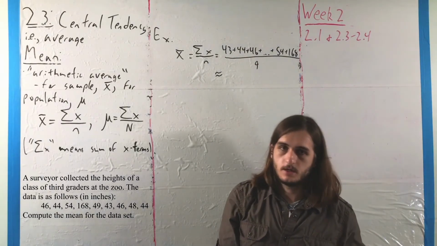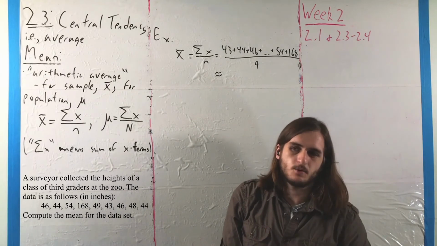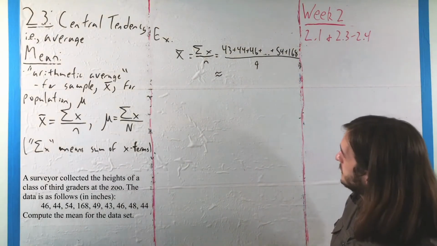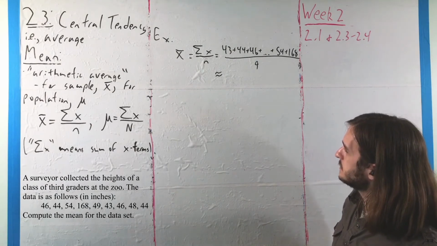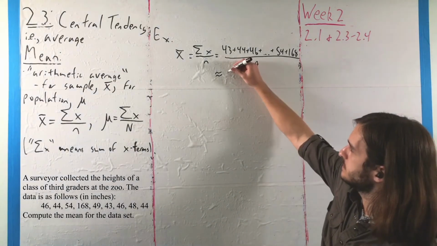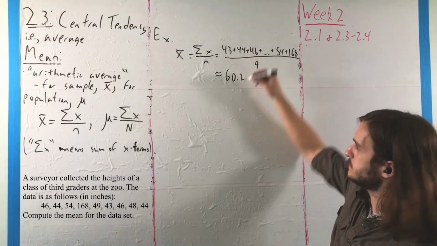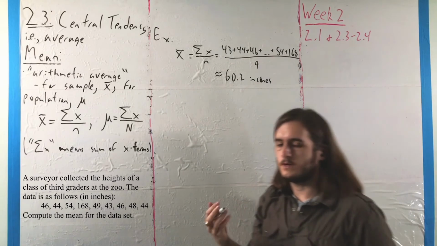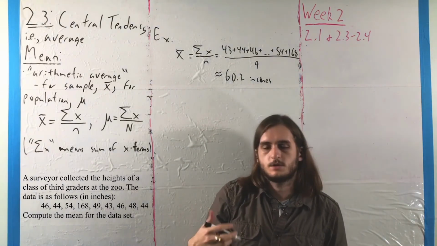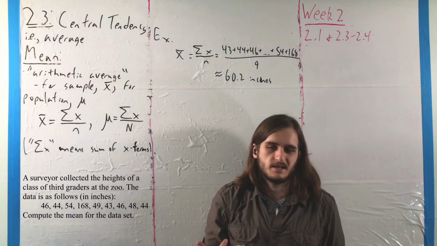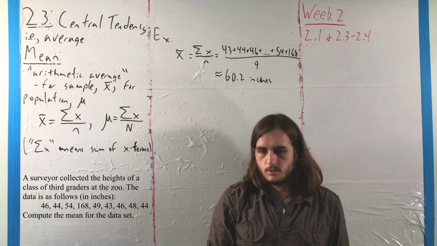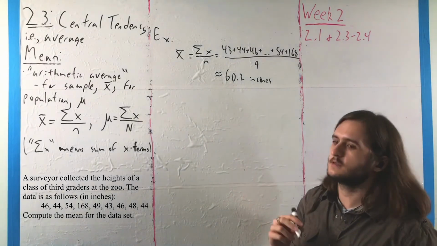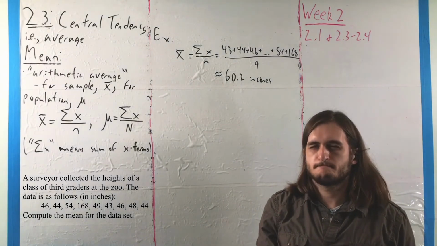Later on I'm going to show you how to do that in the calculator. This is a pretty simple one though, so it's not as big of a deal. But anyway, you run that computation, and what you'll get is an average of 62 inches. Conventionally, with the mean, you round to one decimal place more than the data set, but it's not a convention we observe too rigorously in this class. Anyway, this says that the average third grader is 5 feet tall.